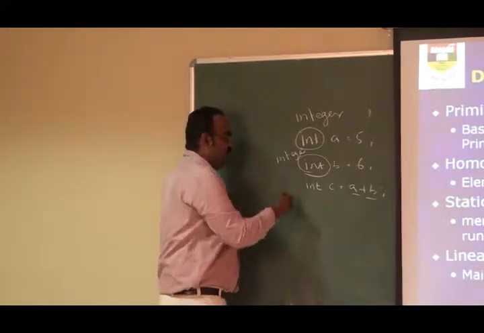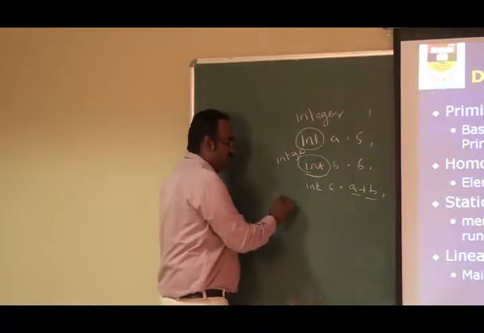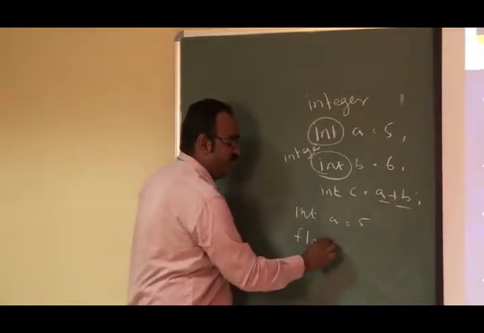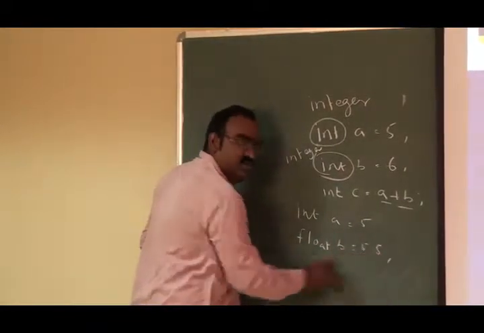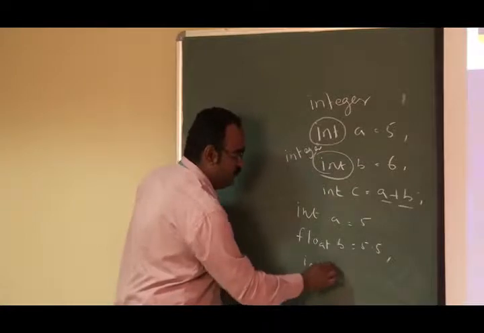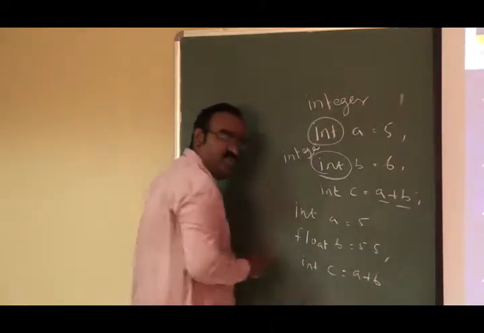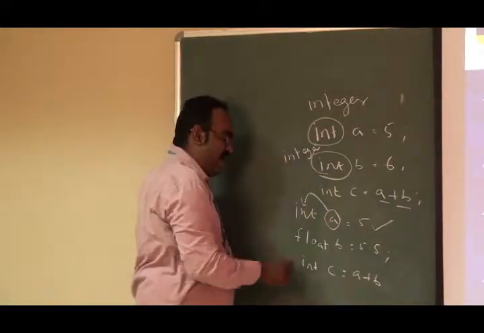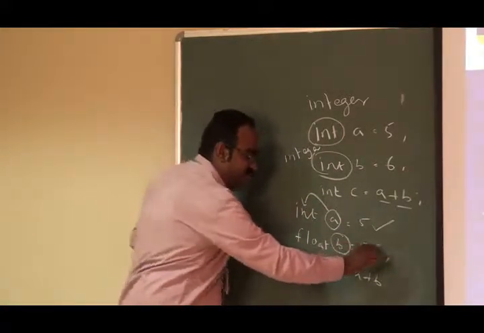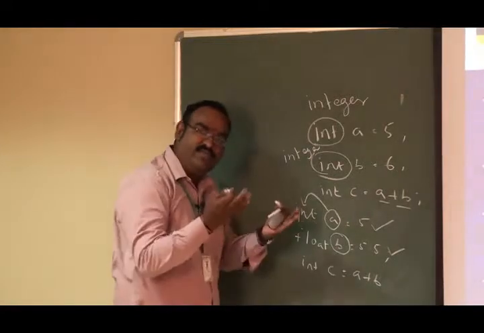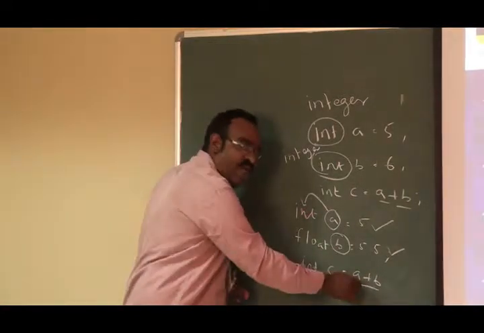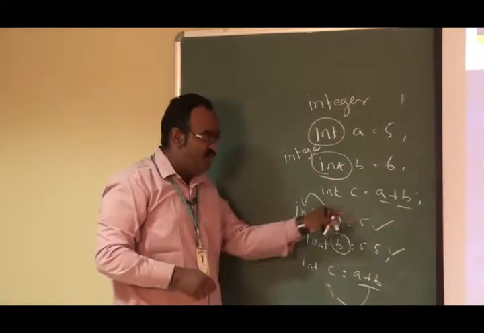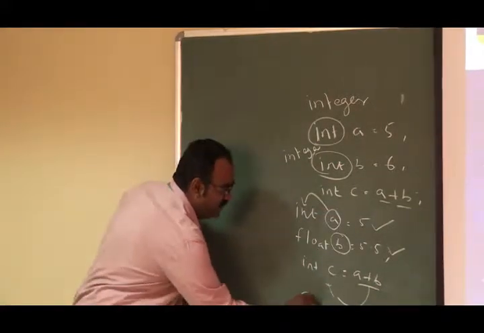Now we have integer a is equal to 5 and another data item, float b is equal to 5.5. We are going to add the two different values, a plus b. So what happens? a is of the integer data type, which is a whole number, and b is a floating point data item, 5.5. Now we are adding two different data items and the value is stored into c.